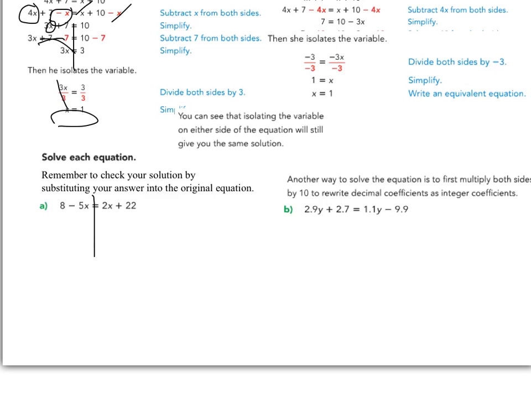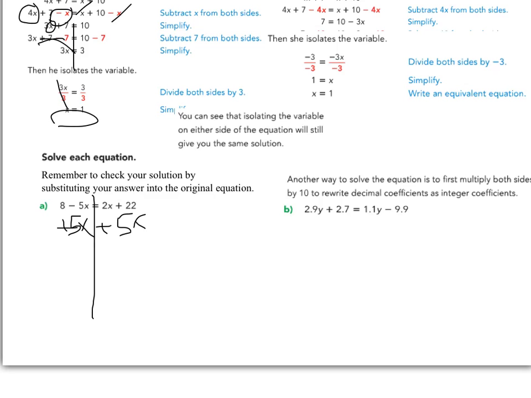So again, draw your line through your equal sign. I look at my variables. I have a negative 5x on the left and a positive 2x on the right. I always remove the smaller variable, it's just easier since I know I'm dealing with positive numbers. So the opposite of a negative 5x, since I'm just moving it from one side to the other, is to add 5x. So I'm going to add 5x to both sides.